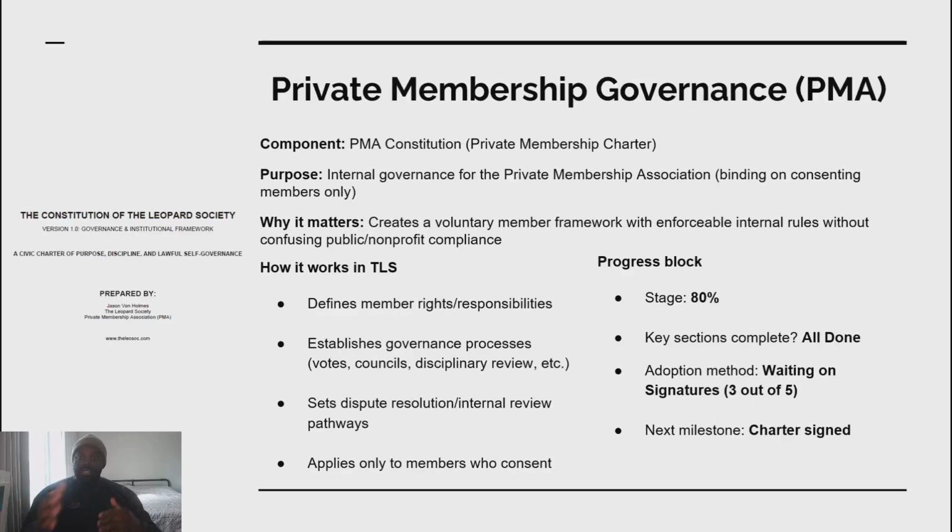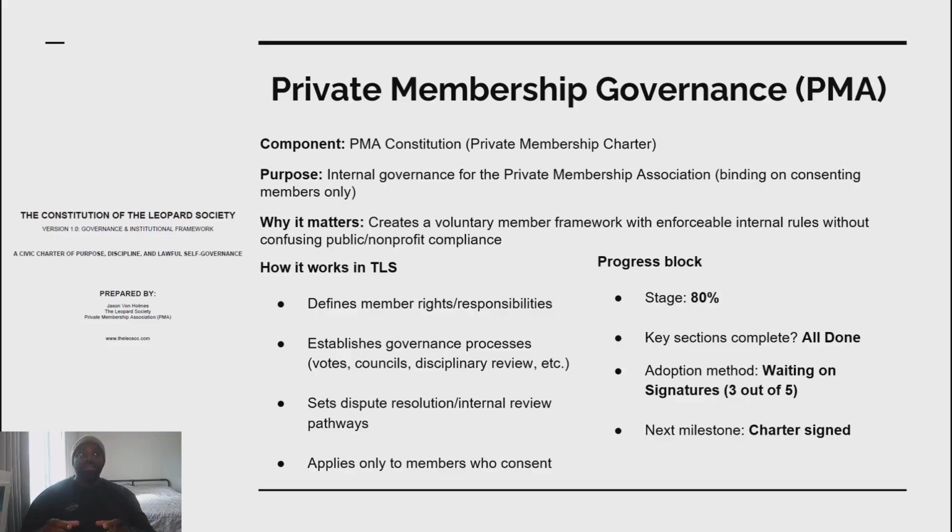So going down to the next layer, which is the private membership governance, the PMA. Now, the component is the PMA Constitution or private membership charter. The purpose is internal governance for the private membership association, binding on consenting members only. This is a very important part here.